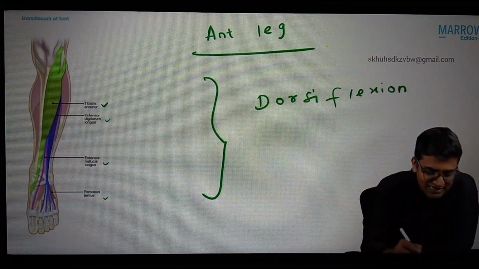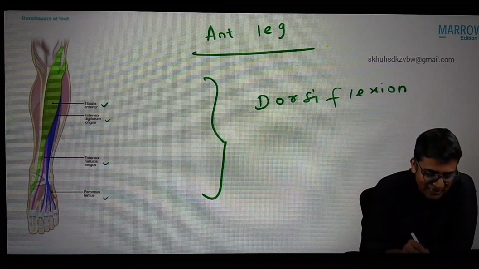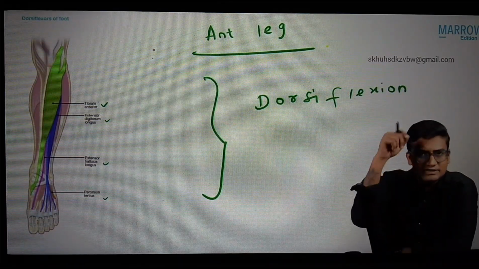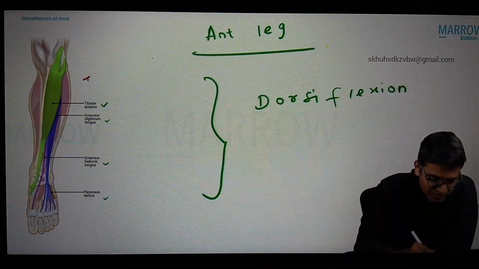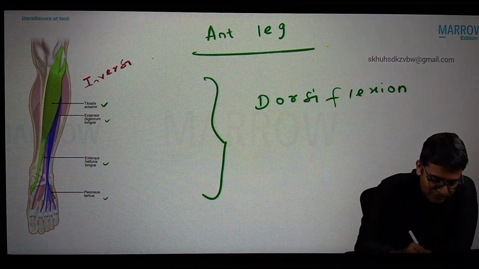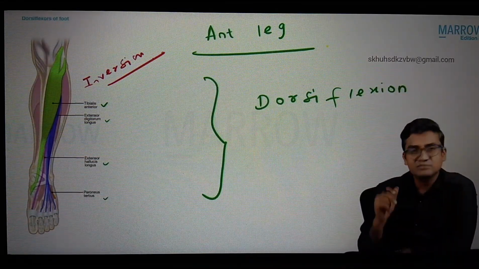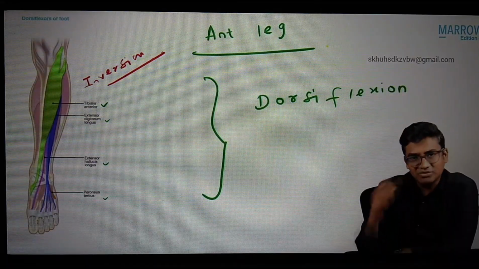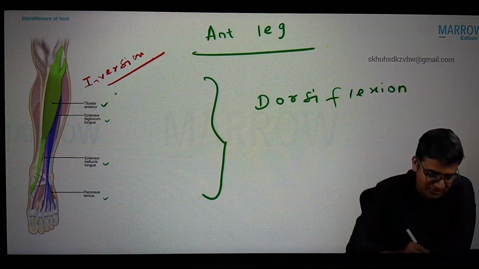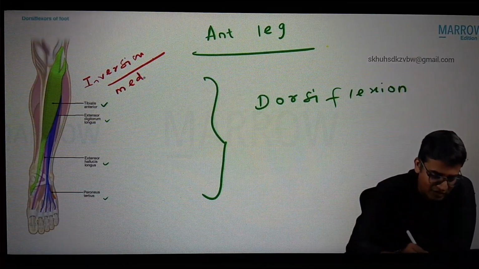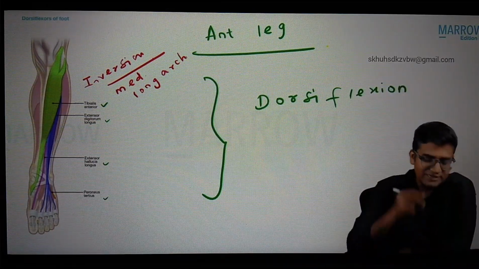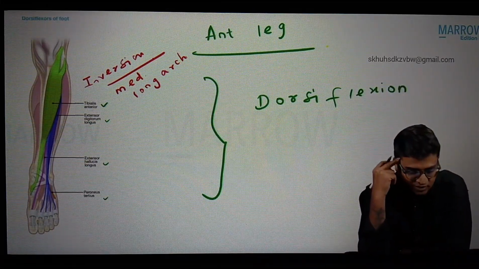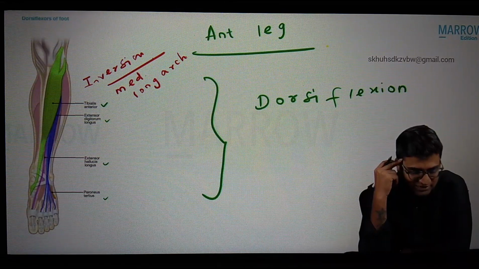Next, tibialis anterior. I told you, along with the tibialis posterior, they are present on the medial side, helping for one specific movement called inversion. Plus, tibialis anterior, again present on the medial side, in the arches we will discuss, also helps in the maintenance of the medial longitudinal arch. Okay, right. Now what about extensor digitorum longus, extensor hallucis longus?